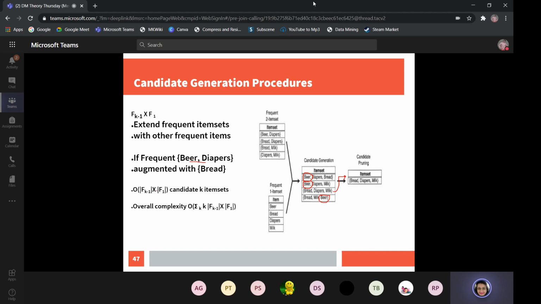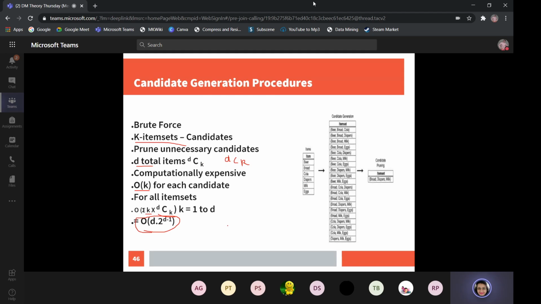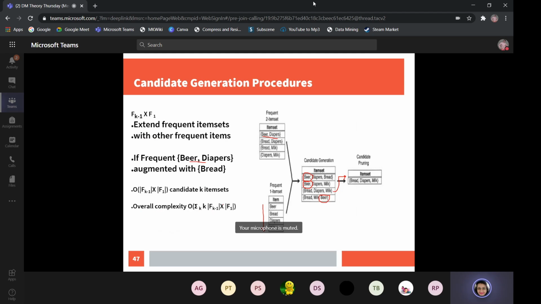The time that it took: you have analyzed the entire F(k-1), so mod of F(k-1), and for each F(k-1) you have traversed F1 every time. So it is mod of F(k-1) cross F1 for one item set, and for k item sets it is sigma k into mod of F(k-1) cross F1. Obviously this is polynomial time as compared to exponential time, so this complexity is reduced. Any questions?